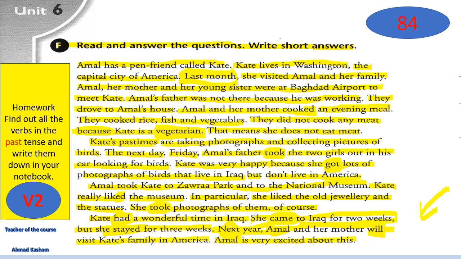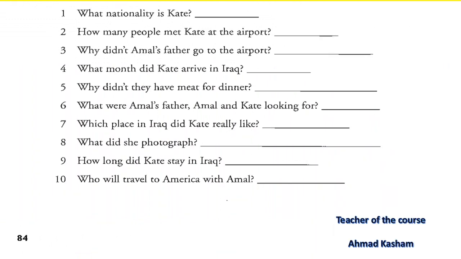Now we've finished reading the text. Let's move to answer the questions. And now, my students, we've come to the end of this lesson, after we answer these questions. Now, what nationality is Kate? She's American. How many people met Kate at the airport? 3 people. Amal, her mother, and her sister. Number 3. Why didn't Amal's father go to the airport? Because he was working.